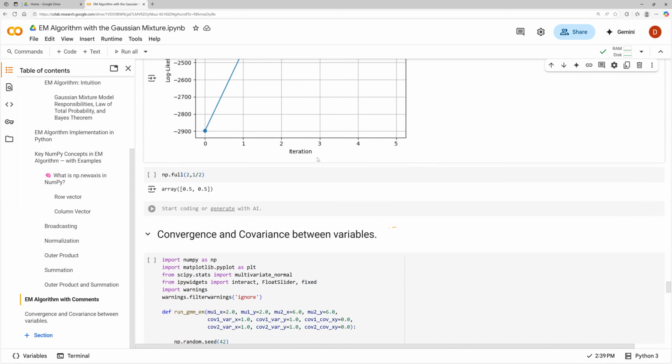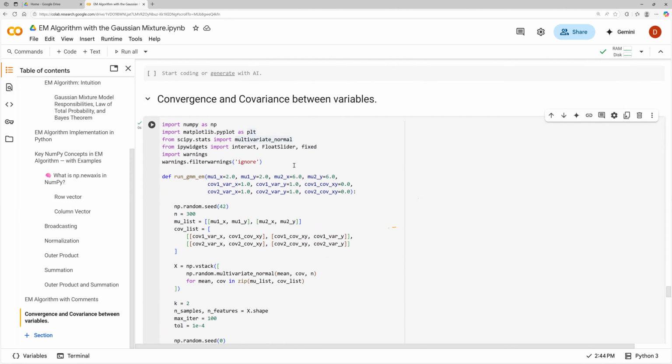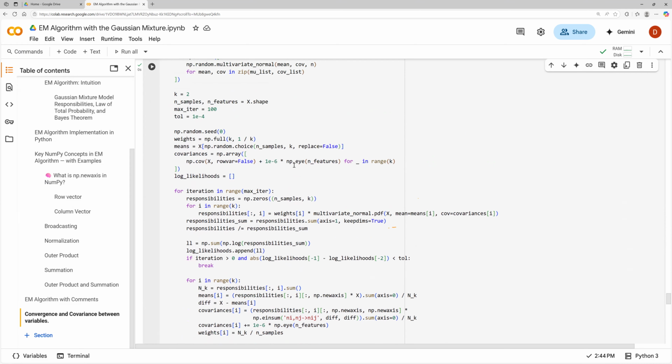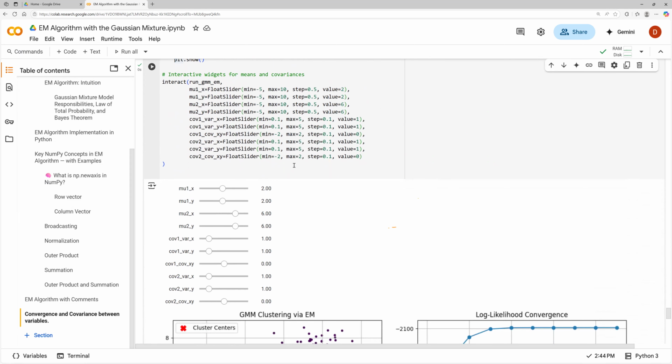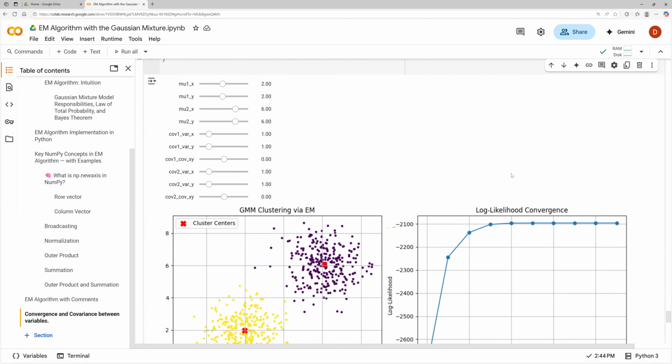Now, what if the covariances were different instead of 0? That's the final point that I want to make in this video. I'm not going to go through all of this, but you're going to see the convergence. Prior we saw it at 3. Here it's still at 3, because the covariances were 0. But what if we were to increase the covariance?